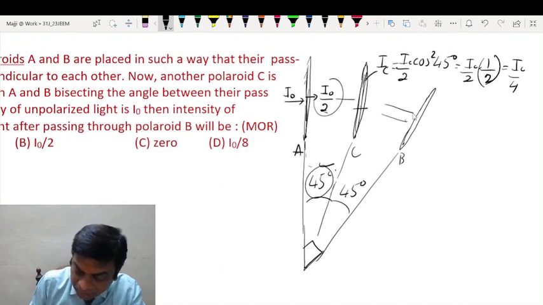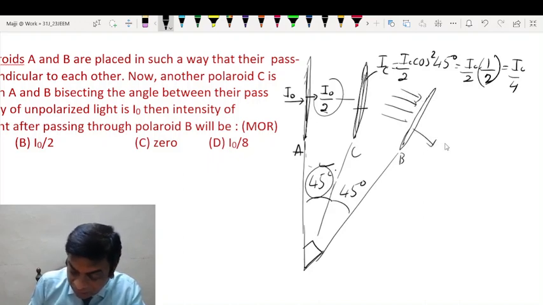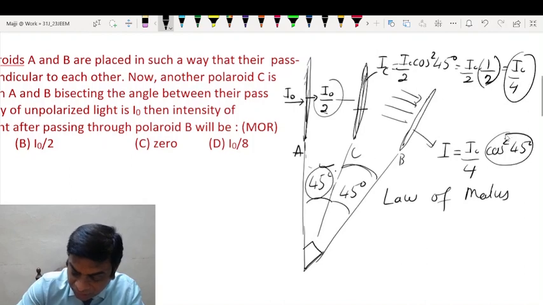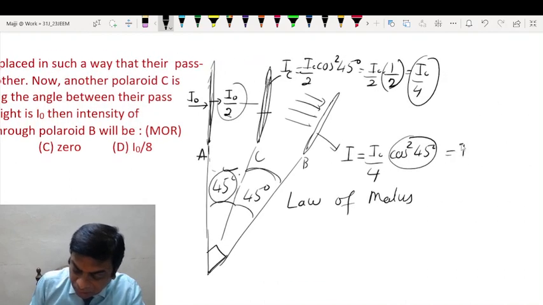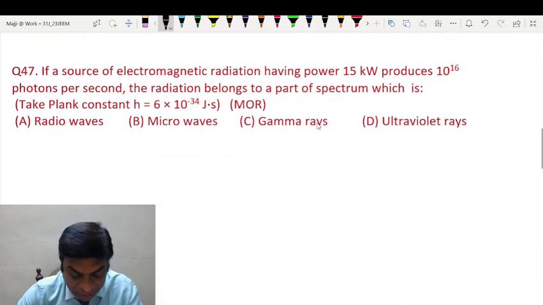Now that is the intensity of the incident light. Again the final intensity will be intensity of incident light, which is this, into again cos square 45 degree. This is known as law of Malus. So cos square 45 is half. So finally it will be I naught by 4 into half, that is I naught by 8. So D option is the correct option. Moving to the next question.